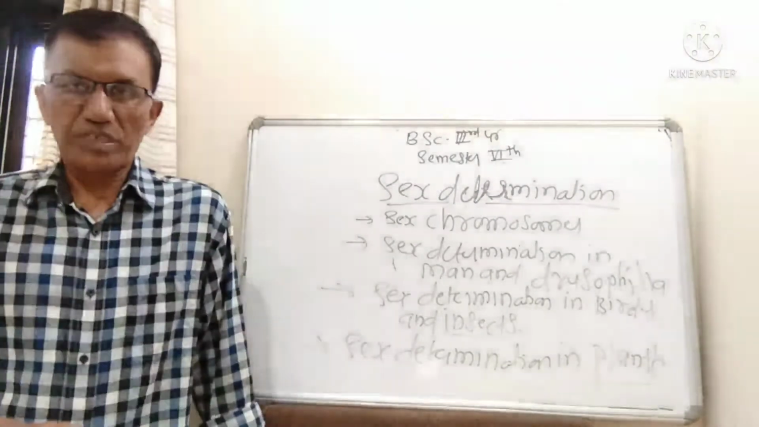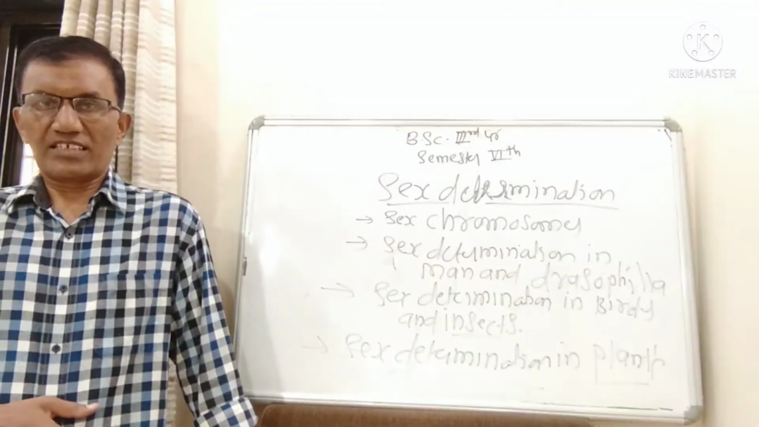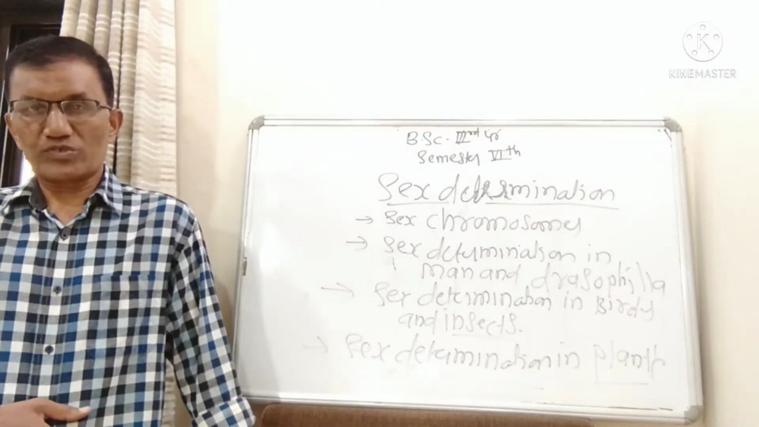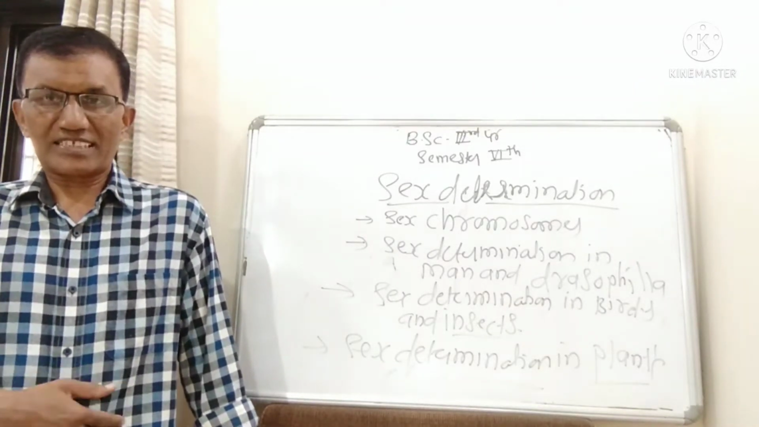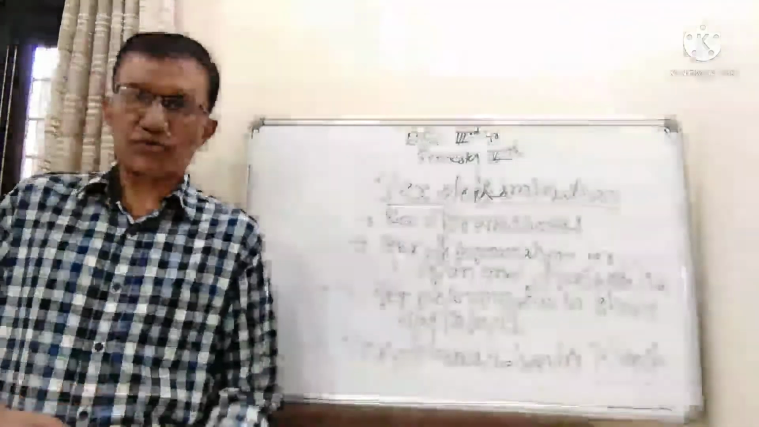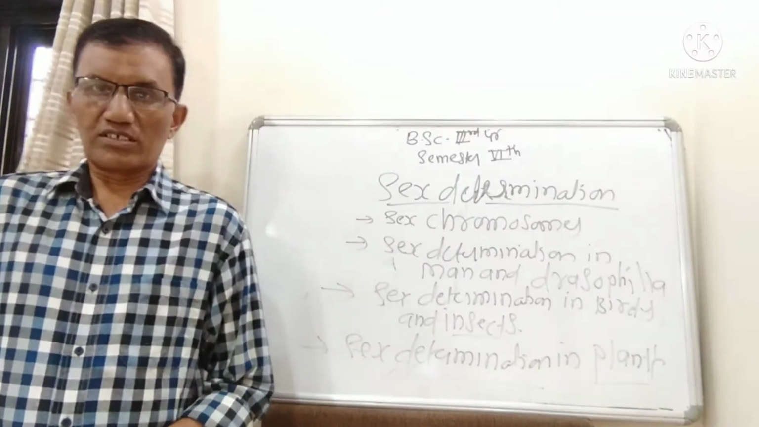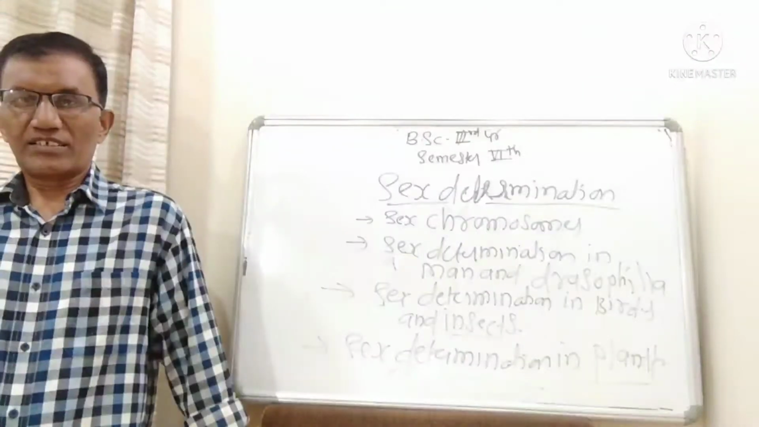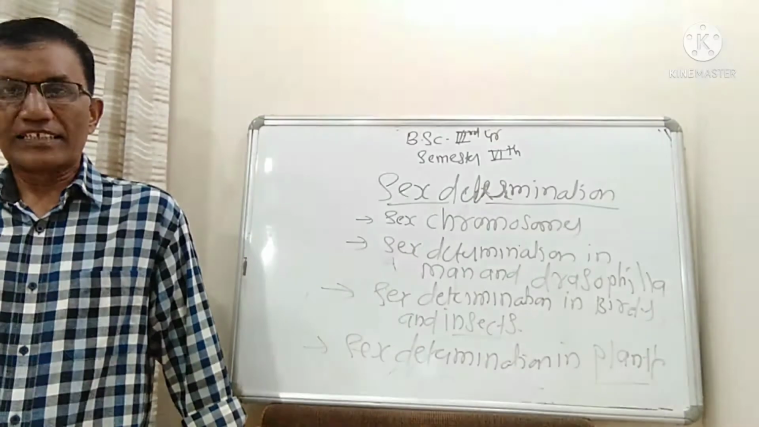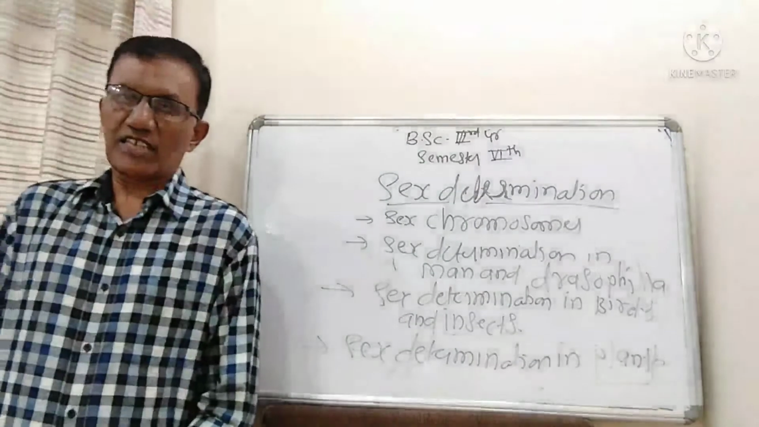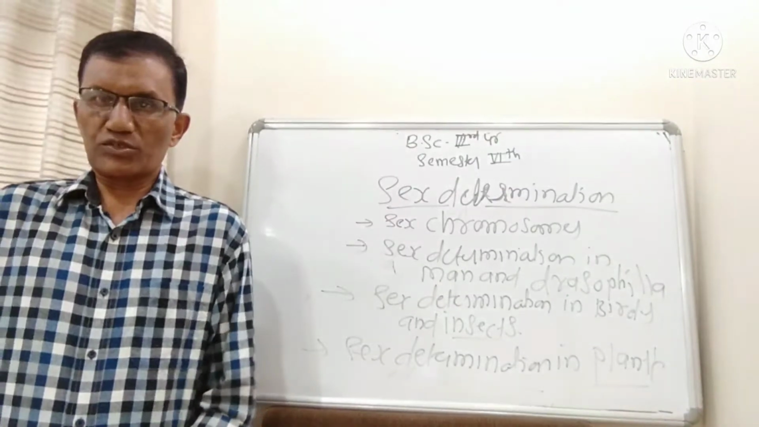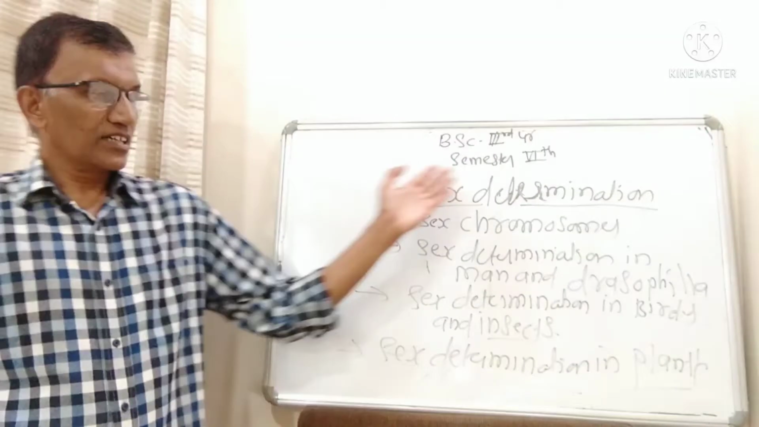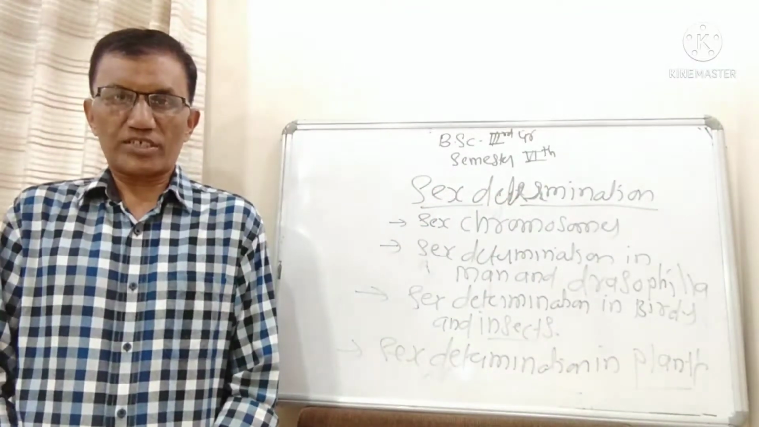For example, while explaining the complementary factors, the hybrid ratio of complementary factor is 9:7. For recessive epistasis, the ratio is 9:3:4. For dominant epistasis, the ratio is 12:3:1, and for duplicate genes 15:1, and for inheritance of concept the hybrid ratio is 9:3:1 and 3:1. So these are the different aspects which I have mentioned in the interaction of genes.